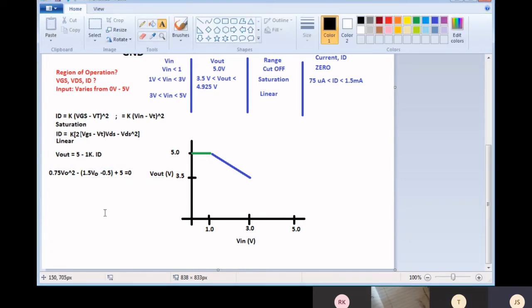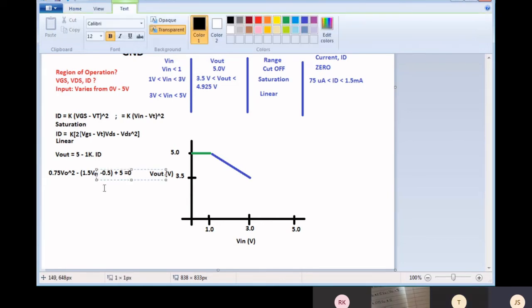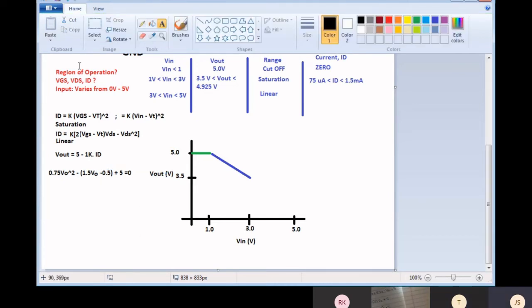No, sir. That 1.5 into that will be VGS, right? VGS minus VTH, so that is Vin only, right? Oh yes, I saw, sorry. The VGS only. The outside term will be V out. Here is a V out.